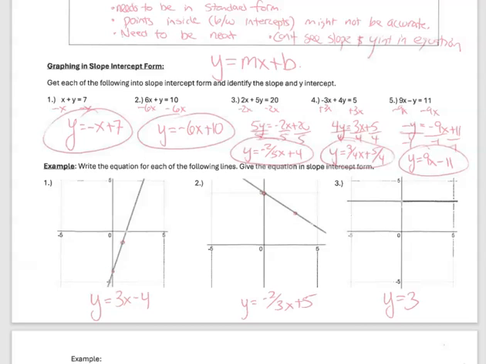The next one, not only did you subtract 2x, but then you had to divide by 5, and you end up with negative 2/5 x for your slope and 4 for your y-intercept.